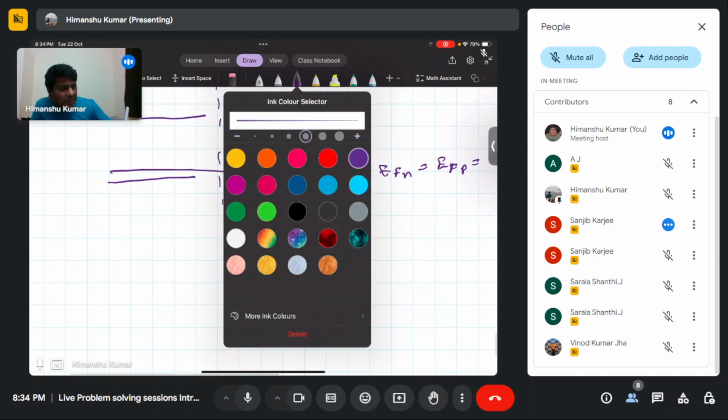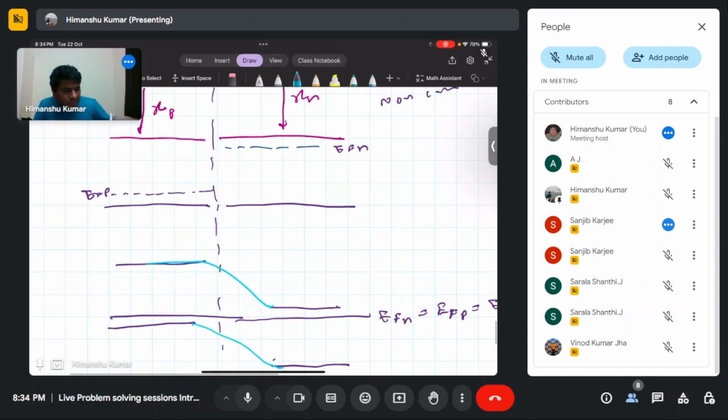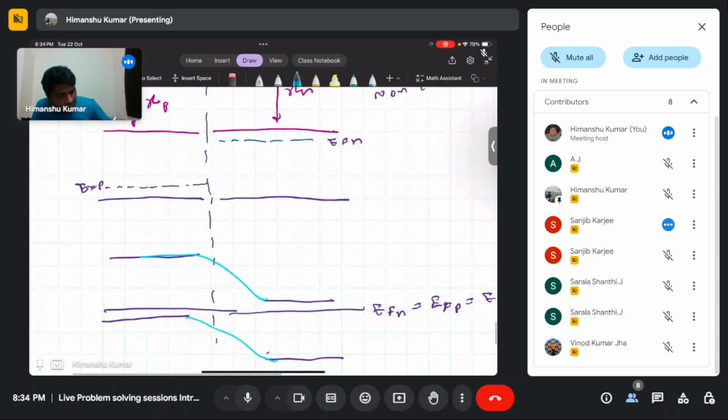If you draw the conduction band and valence band here, you can join these lines to draw the band diagram, corresponding to the diffusion. This was your band diagram, and corresponding to this, the vacuum level bending equals your built-in potential.